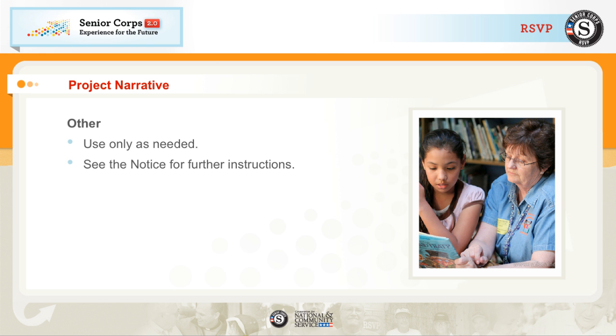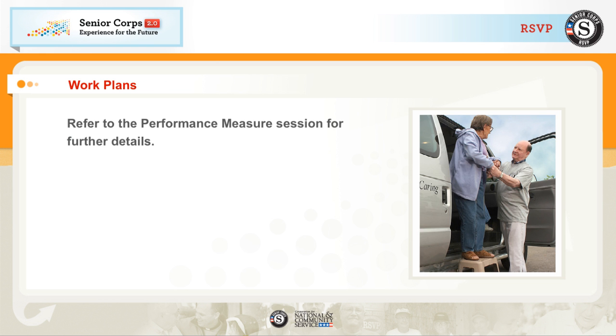The next section to be completed in eGrants is the Work Plan section. This is the section where you will enter your performance measure work plans. Refer to the Performance Measure training session for further details on performance measure requirements and how to enter your work plans in eGrants.